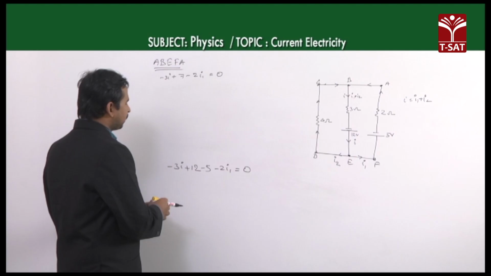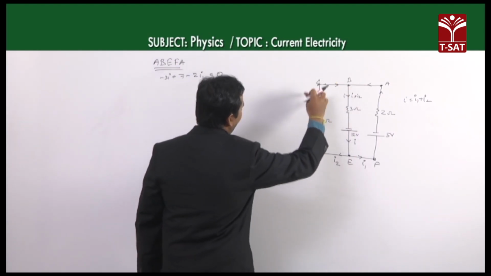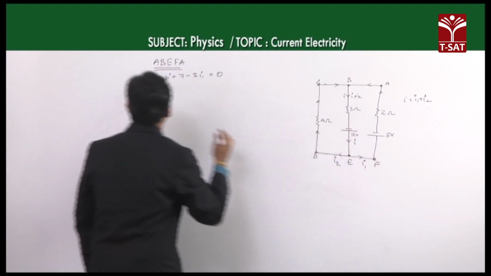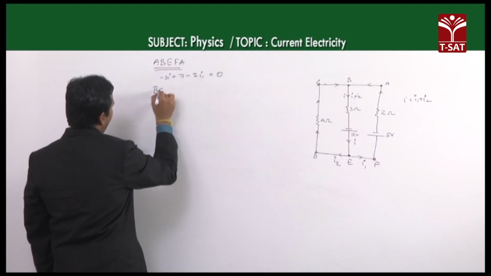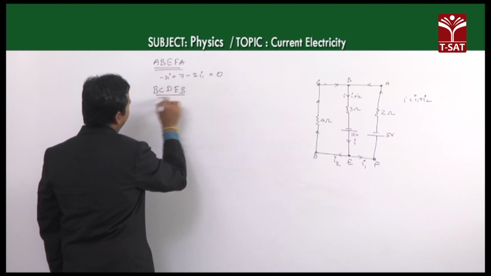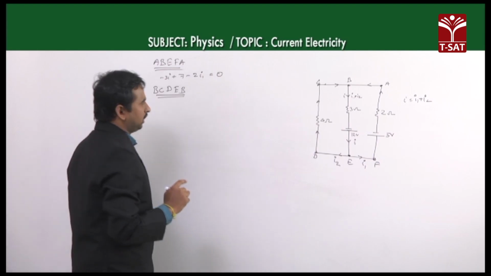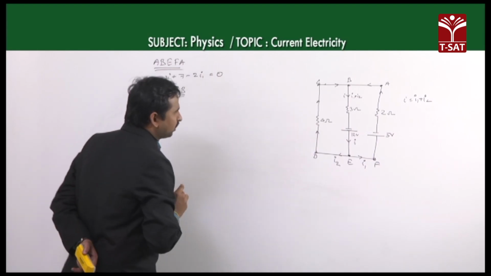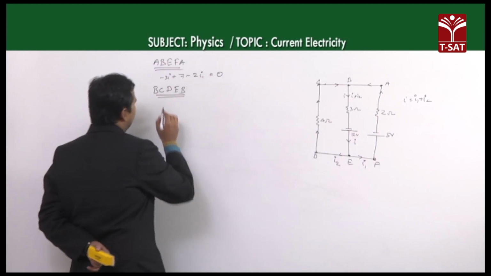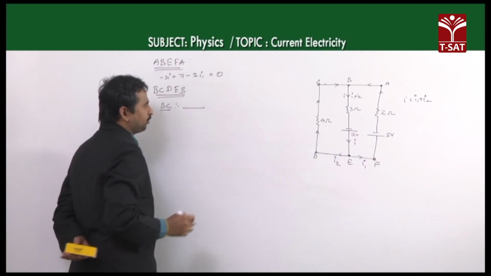Now, come to the second closed loop, which we are taking between B, C, D, E, B. Second closed loop we are taking. When you are starting from B to C, as we are going opposite to the direction of current, no electric components are present. So, no problem for the BC part.